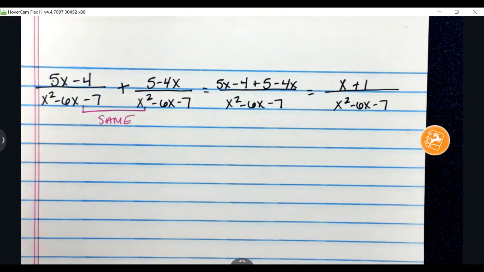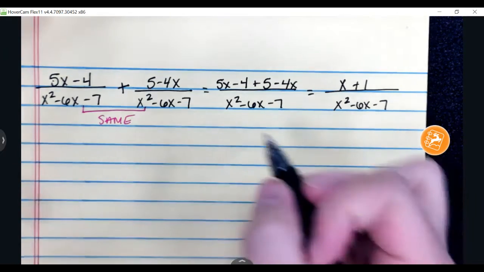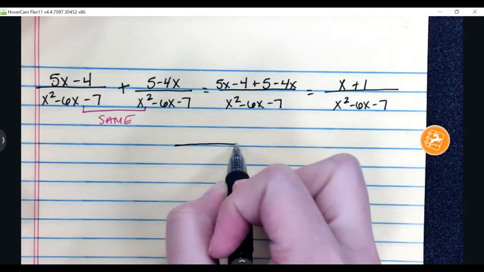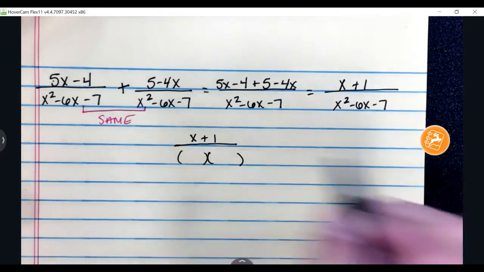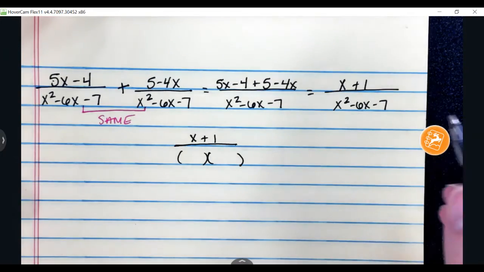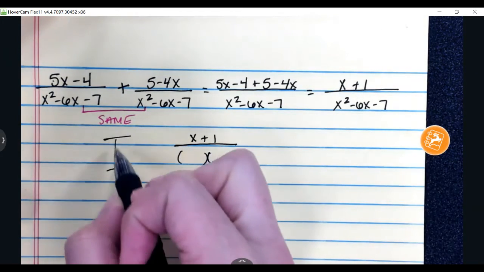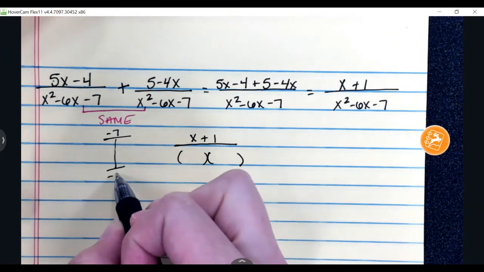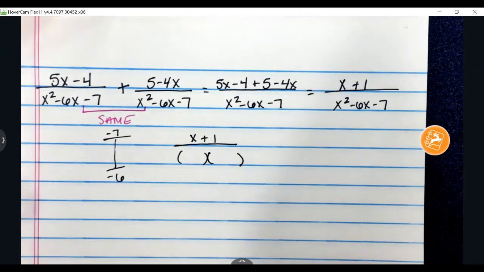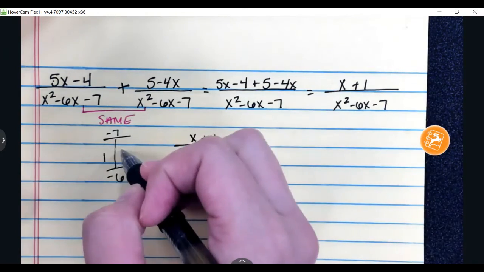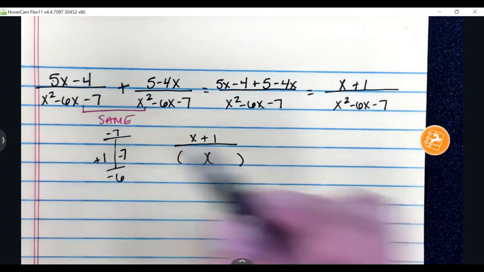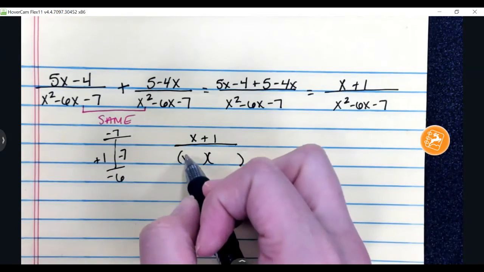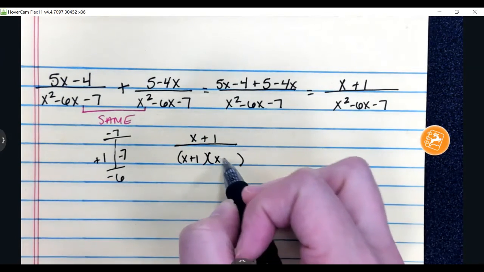Make an eye chart. So on your paper, make me an eye chart. And let's figure out what my denominator can become. So if I made an eye chart, I have a negative 7 and a negative 6. The only thing to give me 7 is 1 and 7. How do I get a negative 6? A positive 1 and a negative 7. So I'm going to have x plus 1 and x minus 7.